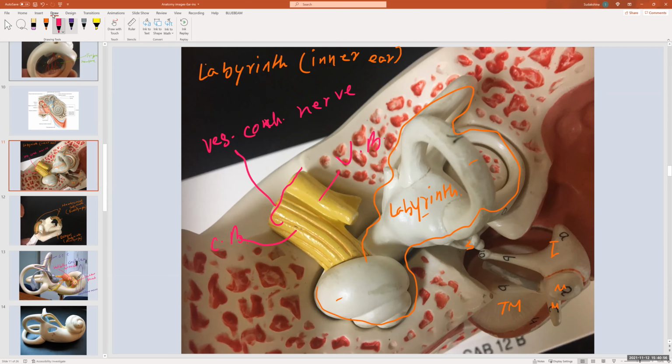This opening, let me change the color. Here, this opening, via which the vestibulocochlear nerve enters, this is what we refer to as the internal auditory meatus.